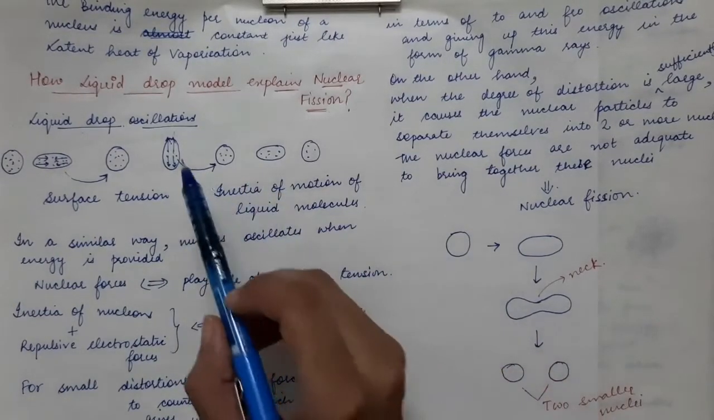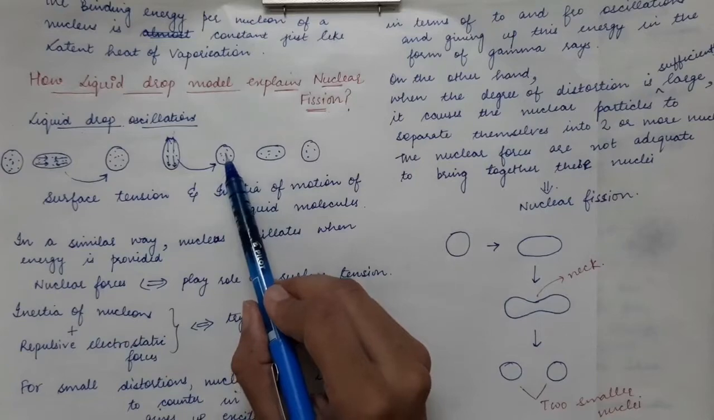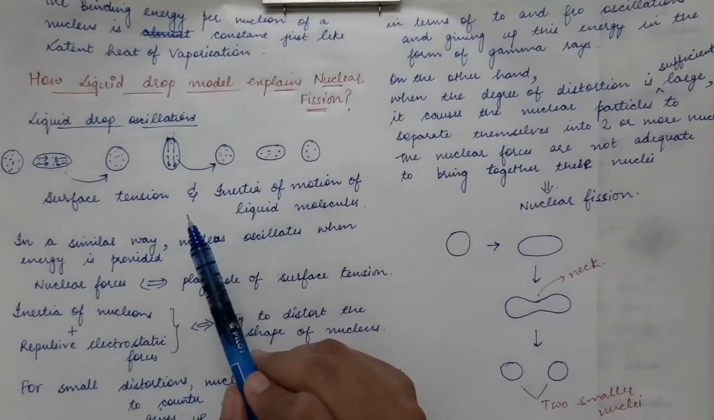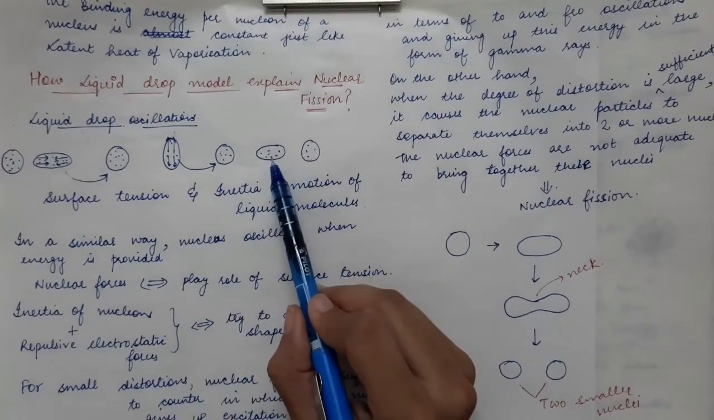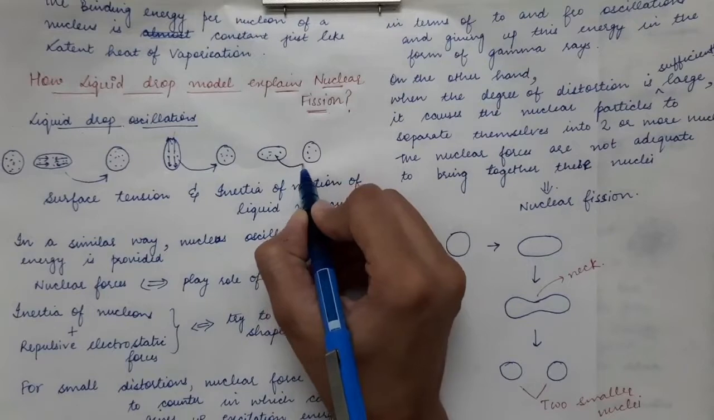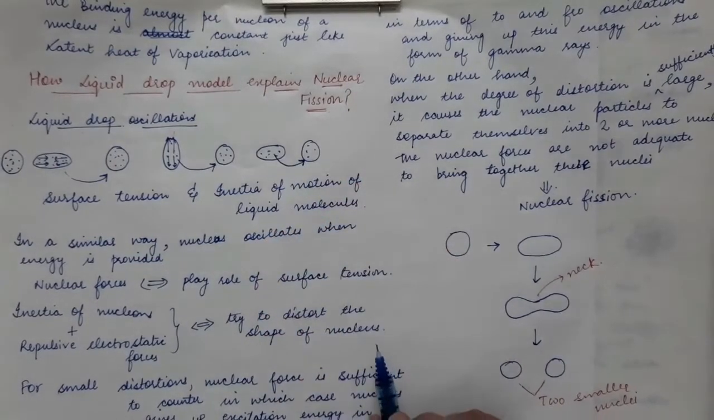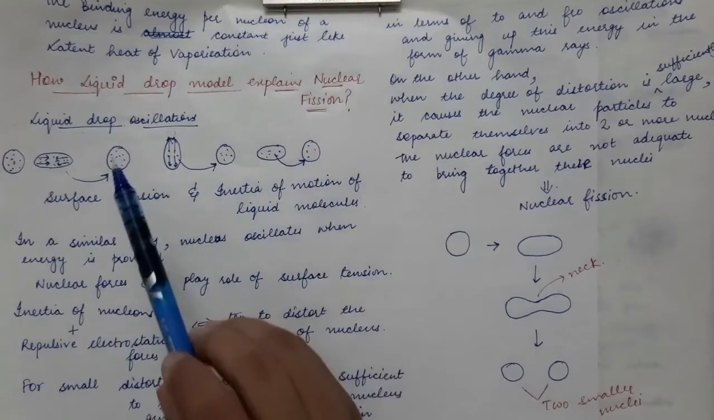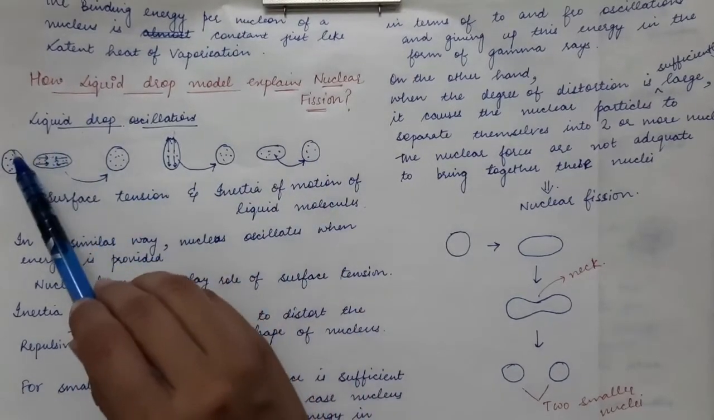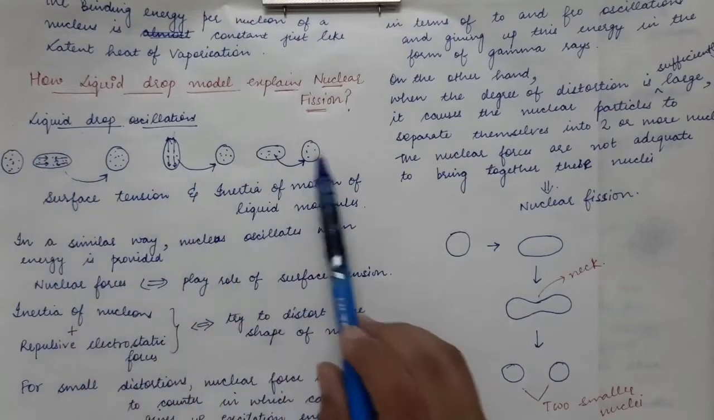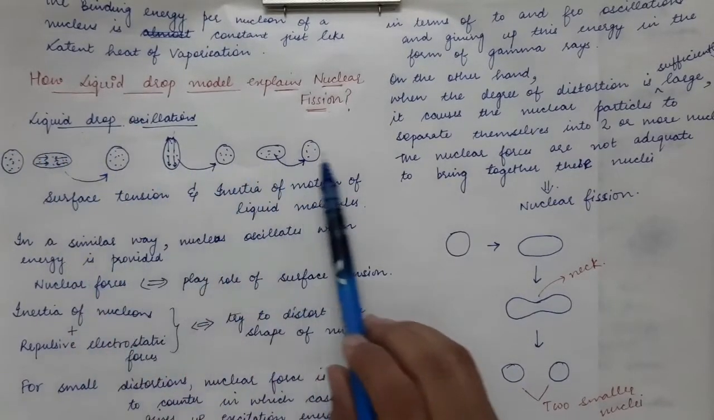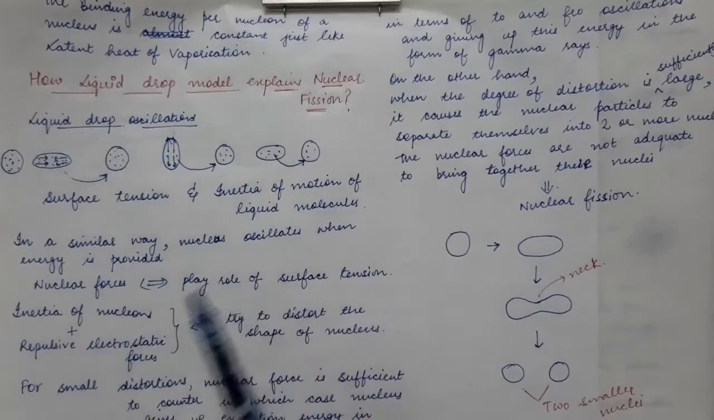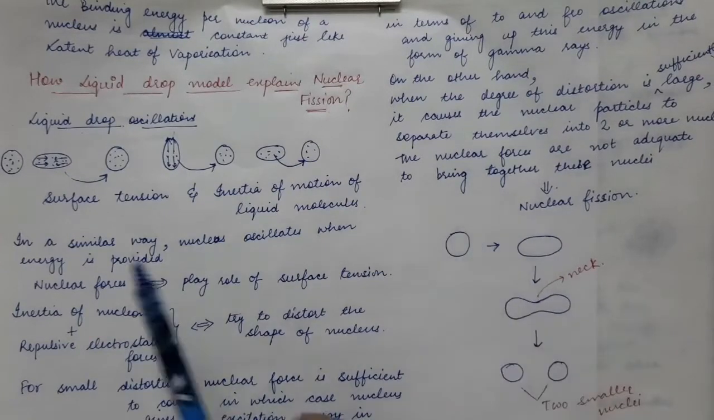Again that process will repeat: inertia of motion will act over here, and the shape of the liquid drop will change to this particular shape. Then again surface tension will act and bring back the shape of the liquid drop to a spherical shape. So this is how the liquid drop oscillations take place. Keep in mind that the energy is not enough to break this liquid drop. So this liquid drop is just oscillating between prolate, oblate and the spherical shape, but it is not able to break into two liquid drops.